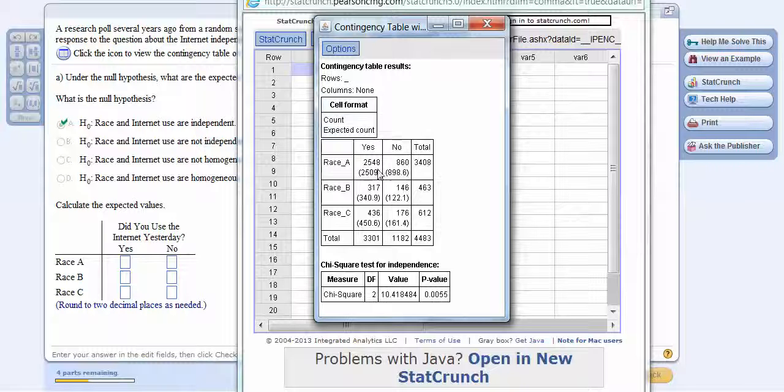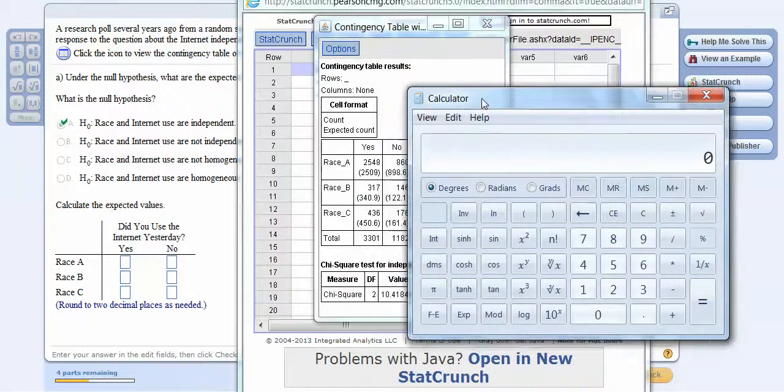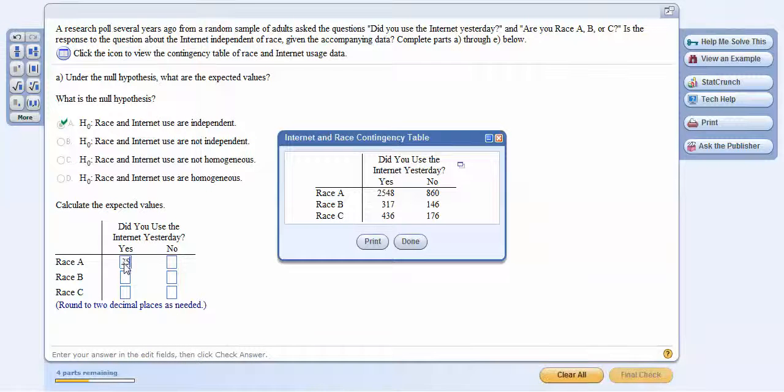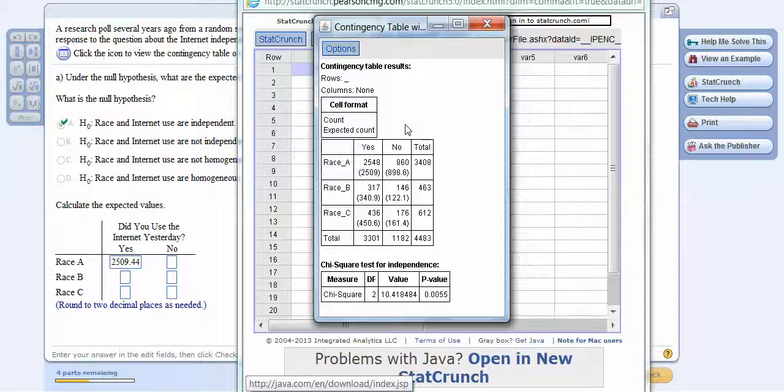So to calculate this number, for instance, I would take, let me pull out my little calculator here. I would take this number here, oops, helps to put the number in right, 3408 times 3301 equals, and then we divide by the overall, 4483. Okay, so it's 2509 point, and they want 2 decimals, so this one would go in as 0.44. So 2509.44.